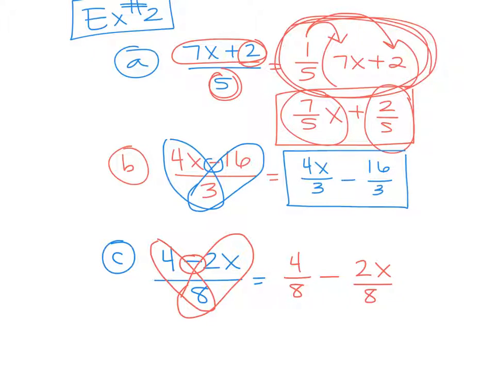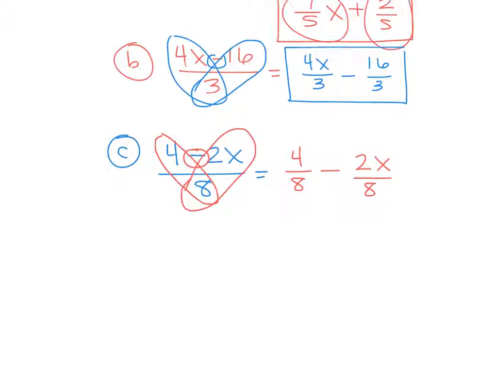Okay? But now here's the thing. That's not my simplest answer. How can I simplify 4 over 8? Divide by 4, right? So divide both by 4, I get 1 over 2. Okay? Still subtracting. What's 2 over 8 reduced?